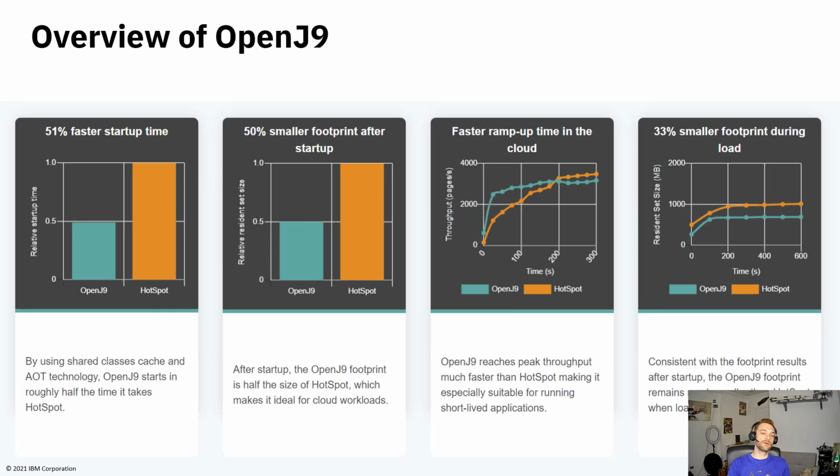This is comparing the OpenJ9 JVM to HotSpot. As you can see, the startup time is nearly half. It's got a much smaller footprint after startup. It's got really great ramp-up time, so if you've got to wait for your application startup or your JVM to load, etc., to get to where it generally has the highest throughput, a lot of that time is wasted. So we want really quick ramp-up time and also a smaller footprint during load, because all these things matter when we're running on the cloud and we're paying for resources.